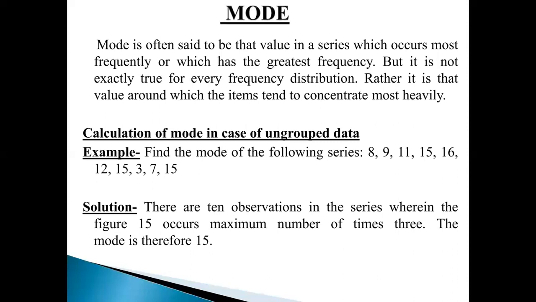Now for example, take the following problem: find the mode of the series 8, 9, 11, 15, 16, 12, 15, 3, 7 and 15. You can see that 15 is repeated. So out of these 10 observations in the series, the figure 15 occurs the maximum number of times, that is three times. Therefore the mode can be taken as 15.